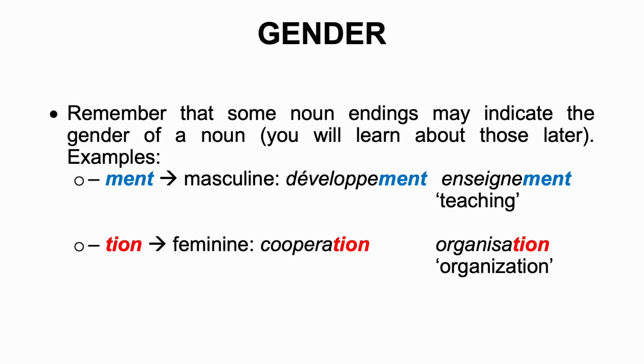Remember that some noun endings may indicate the gender of a noun, and you will learn more about those later. So, for instance, words ending in ment, like développement, enseignement, are masculine, and words ending in tion, like coopération or organisation, are feminine words.